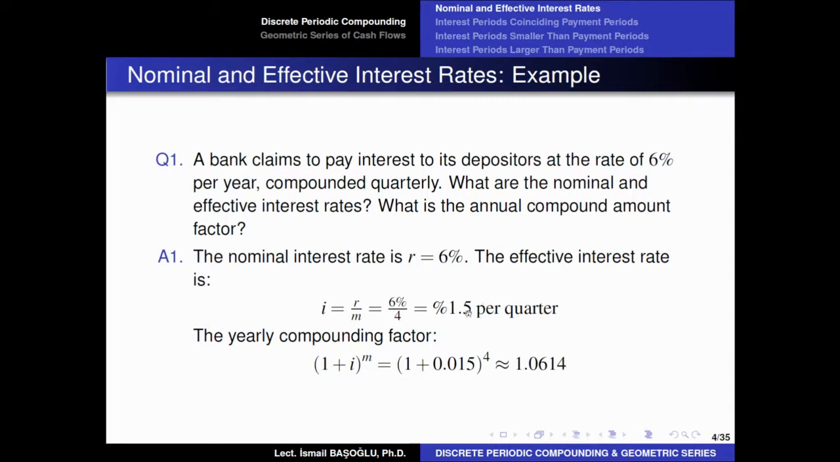So 1.5% is the effective interest rate per quarter, and 6.14% is the effective interest rate per year, where 6% is the nominal interest rate. Okay, so actually, if you keep your money in this bank account for 1 year, the actual effective interest that you are going to get is a little larger than the nominal interest rate. So this is 6.14% actually.